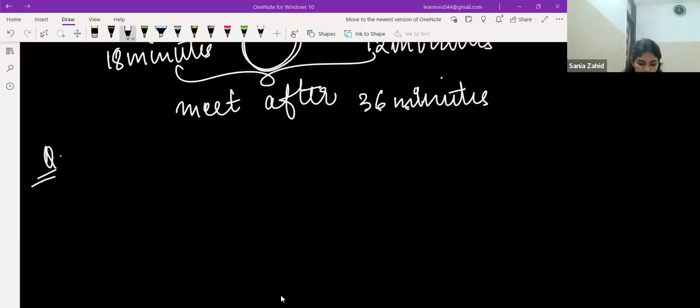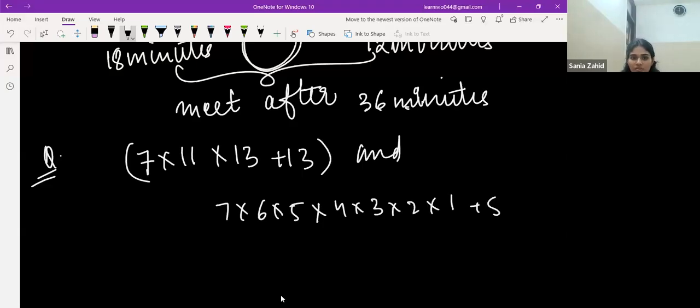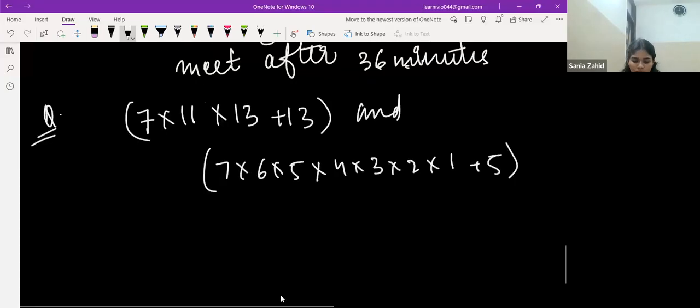Yes, ma'am. Okay, we have one more question. The question is, one second. So it is given, determine whether the given expressions are composite numbers. And what are the given expressions? 7 into 11 into 13 plus 13. So this is the first number. And 7 into 6 into 5 into 4 into 3 into 2 into 1 plus 5. This is the second number. So you have to prove whether they are composite numbers or not.